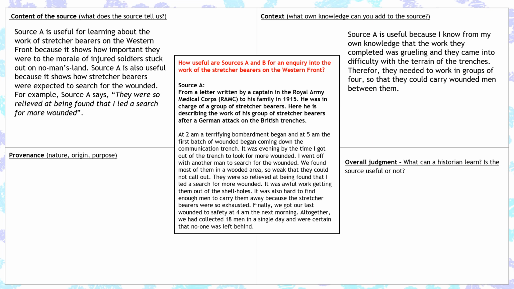Okay, now you're going to look at the provenance. So who wrote the source? When was the source made? What was the purpose of the source? And does that affect its utility? Does that affect how useful the source is?